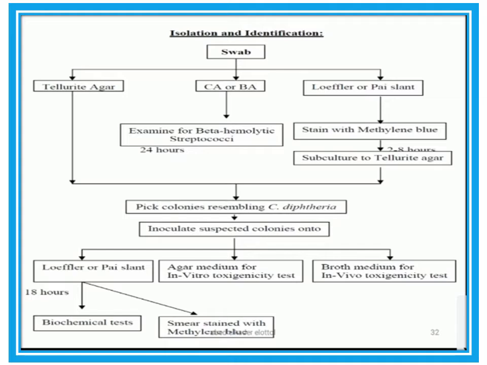Isolation and identification. The clinical diagnosis of diphtheria requires bacteriological laboratory confirmation of toxigenic C. diphtheriae in throat or lesion cultures. For primary isolation, a variety of media may be used: tellurite agar, CA or BA, Loeffler or Pai's slant. By CA or BA, we examine for beta hemolytic streptococci. By Loeffler or Pai's slant, stain with methylene blue and subculture to tellurite agar. By these three, we can pick colonies resembling C.